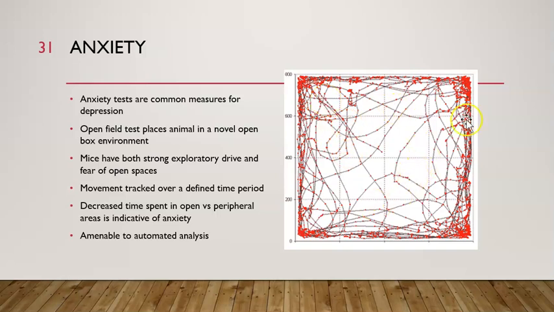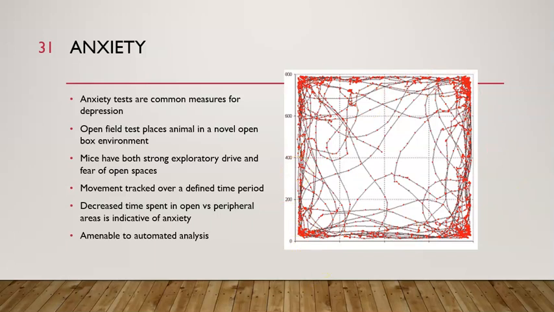Most rats and mice, they will explore all over, but they tend to also have a fear of open spaces. So you'll see they tend to spend most time on the edges, but they will go out there, okay? They want to explore, but they're going to spend more time on the sides. And so we can track their movement usually with a camera.